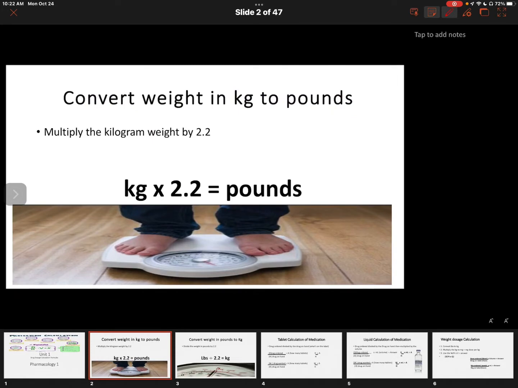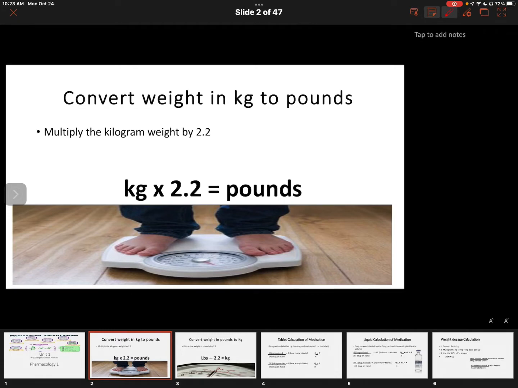So the first slide, we're talking about converting kilograms to pounds. And if you look on your cheat sheet, you'll see that there's a little box there that is labeled kilograms to pounds. We're going to convert kilograms to pounds by multiplying by 2.2, and that will give us an answer in pounds. There are a lot of weights, especially the pediatric population, that is recorded in kilograms. And sometimes we have parents that ask, well, the weight is in kilograms, how much does that mean in pounds?